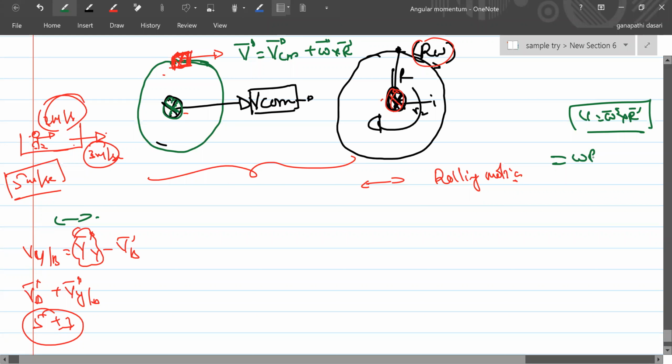Otherwise, it is omega r sin theta. Here the theta is actually 90 degrees, so in magnitude it will be omega r. Got it? R omega. General scenarios. Did you understand this one?